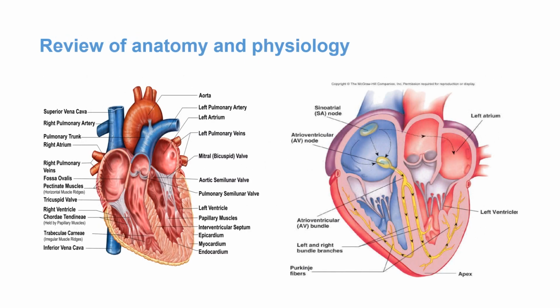So, anatomy and physiology: the heart has two sides, the right side and the left side, divided by the septum, with the right atrium and right ventricle, and the left atrium and left ventricle. The right atrium usually receives the impure blood from the peripheral system, and from the right atrium the blood enters the right ventricle through the tricuspid valve.